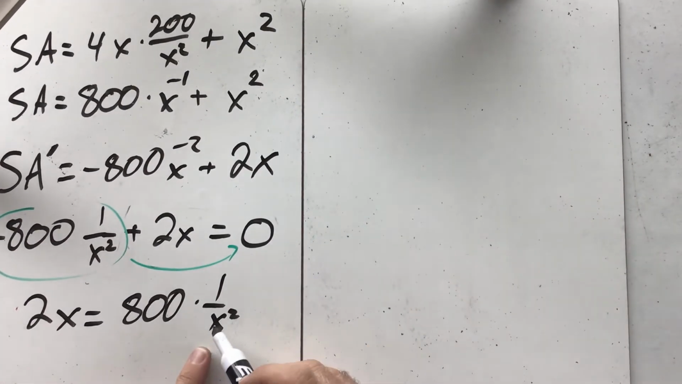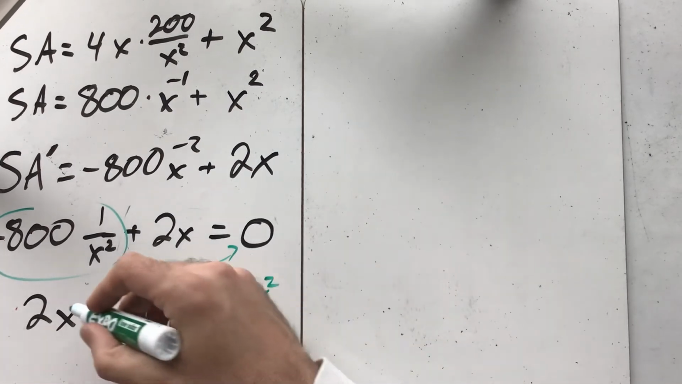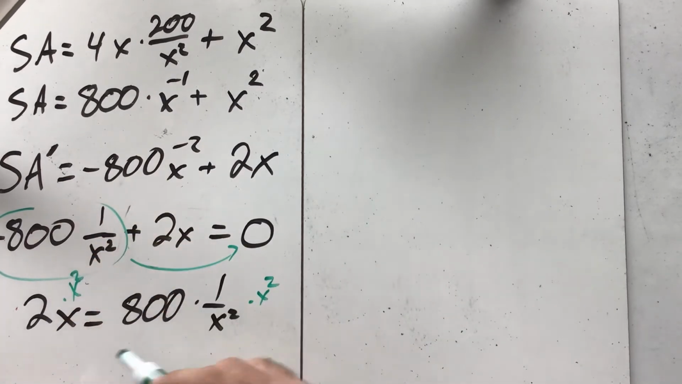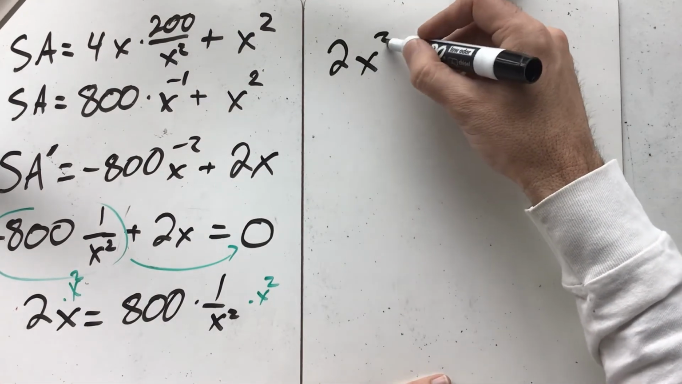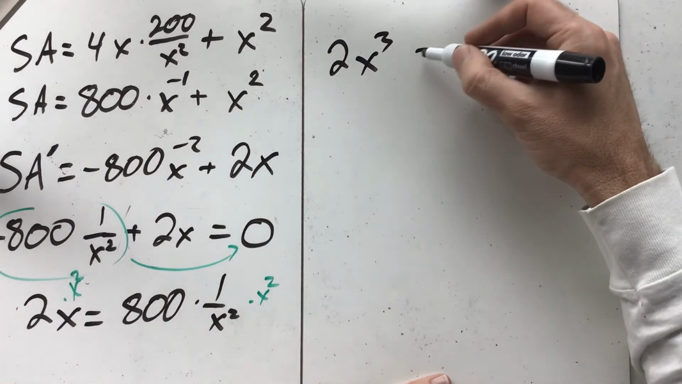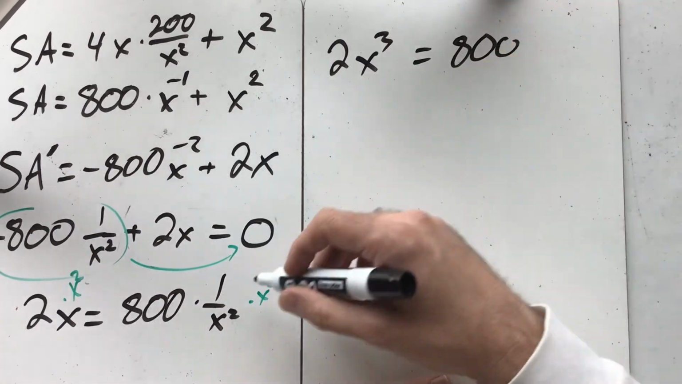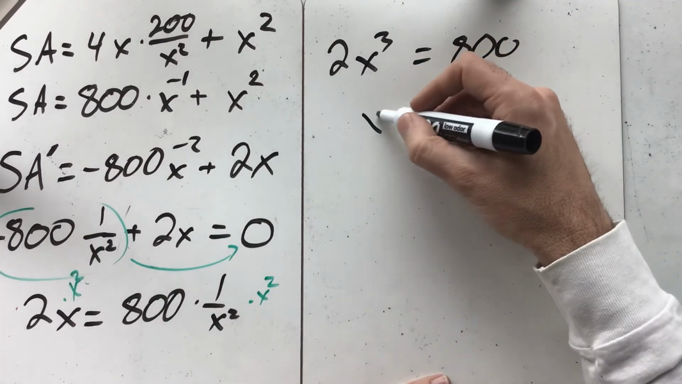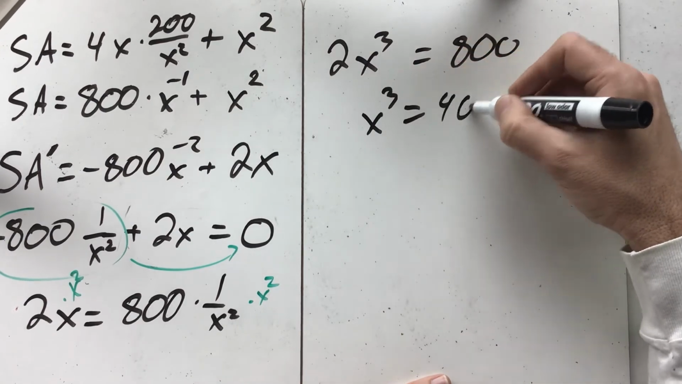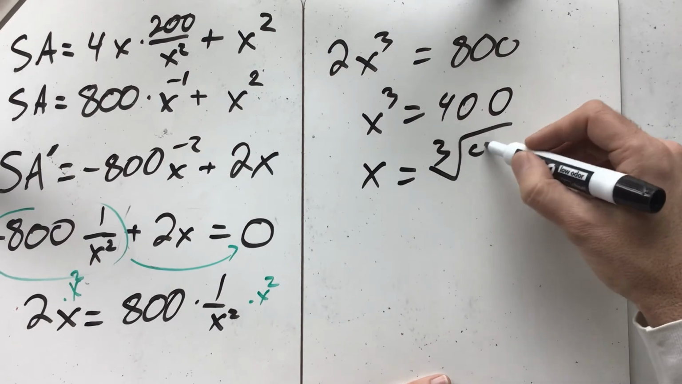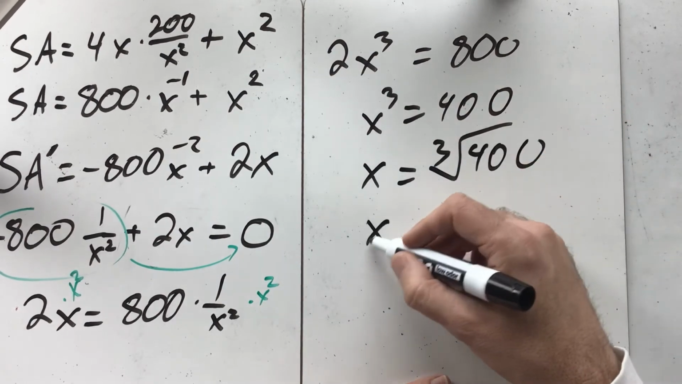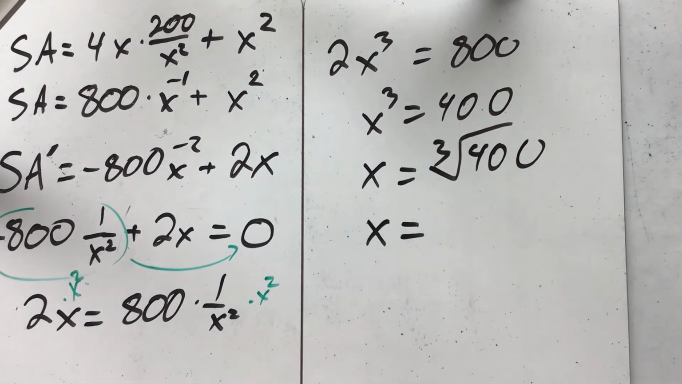So now at this point, I'm just going to multiply both sides by x squared. And that's going to allow me to not have any more x's on the denominator. And on the left, that'll give me 2x cubed. And on the right, it gives me just an 800. Let's divide by 2. So x cubed equals 400. And now I see my answer. I cube root the 400. And so x is whatever the cube root of 400 is.